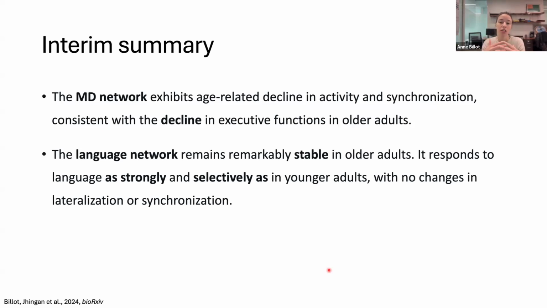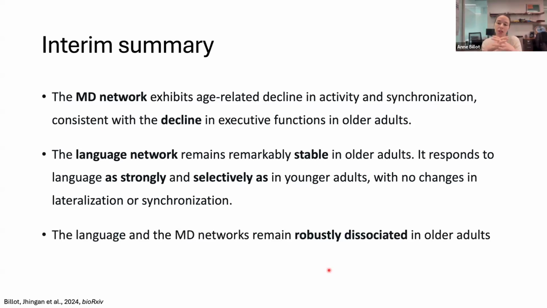It responds to language as strongly and selectively as in younger adults, and we didn't see any changes in lateralization or synchronization. And these results are consistent with the relative preservation of linguistic skills with age, especially for language comprehension. And in contrast to previous studies showing increased integration between networks with age, we found that the language and the multiple domain networks remain robustly dissociated in older adults. And our findings overall do not really support previous neuroplasticity hypotheses, such as the de-differentiation hypothesis or the hemispheric asymmetry reduction hypothesis showing differences in lateralization.